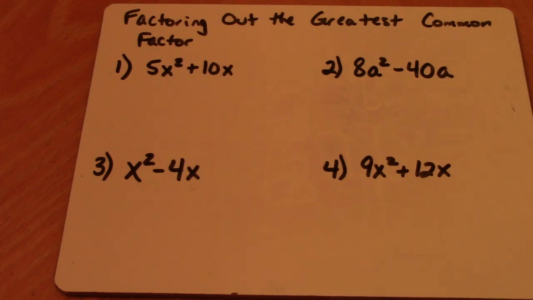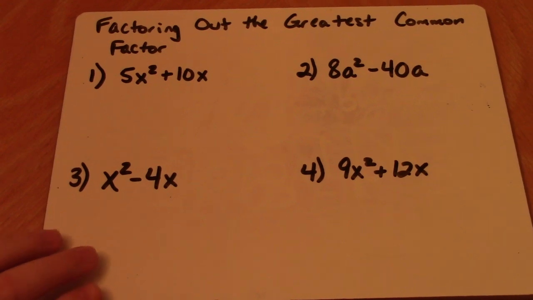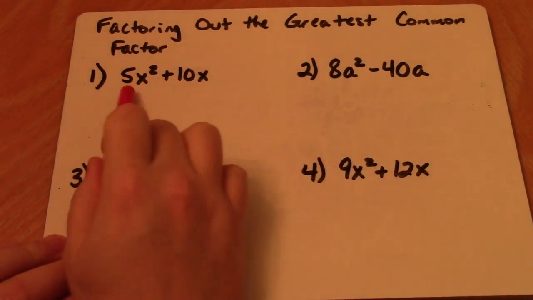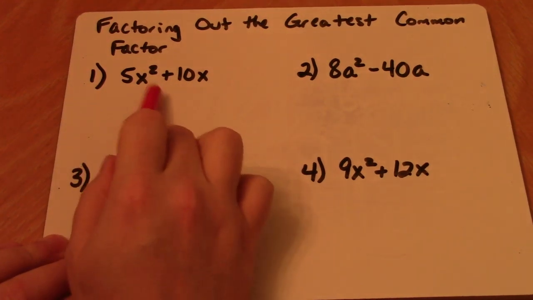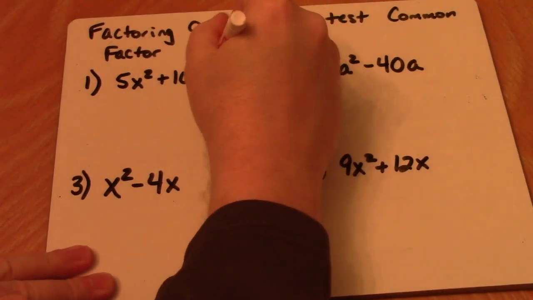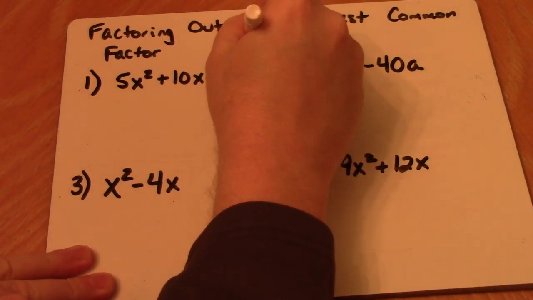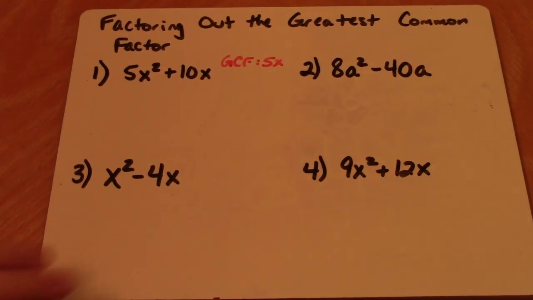Okay, ladies and gentlemen, this video will cover how to factor the greatest common factor out of a polynomial. Now, first thing you have to be able to do is tell that there is a common factor. So if you're looking at number one, both terms in this binomial are divisible by 5, and they each have at least one x. That means that there's a GCF of 5x. So we're going to factor that 5x out of that polynomial.